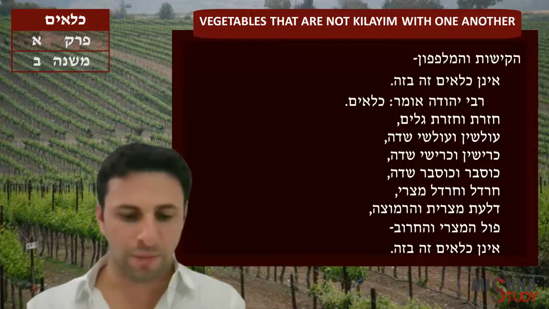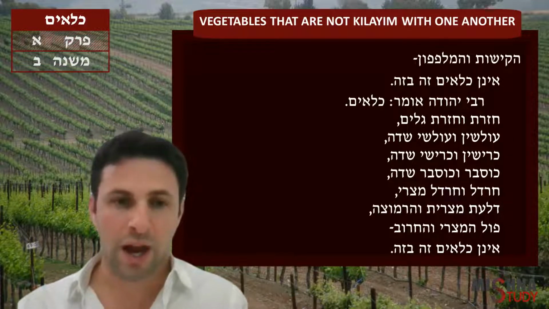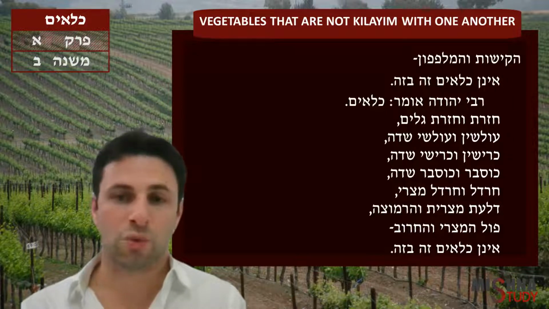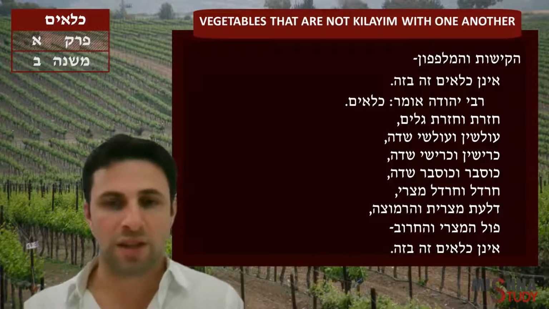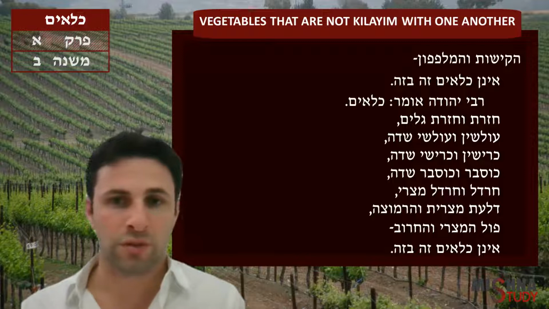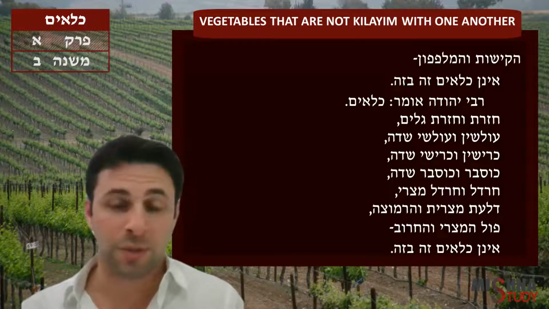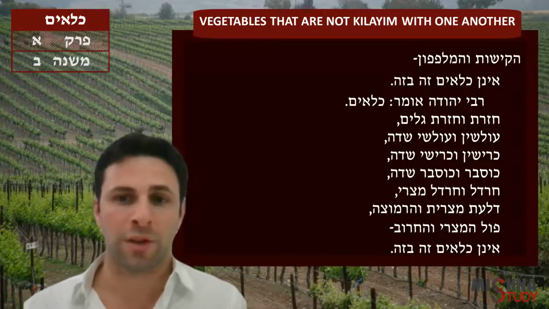Hazeret v'hazeret galim. So that is hasa. Hasa is like a lettuce or a wild lettuce that grows in the mountains. Both of those together are not kilayim with one another. Ulshin ve'ulshe sadeh. So this is endive and endive that grows in the field. Again, it's a different type of subspecies, but they're close enough where they're not kilayim with one another.